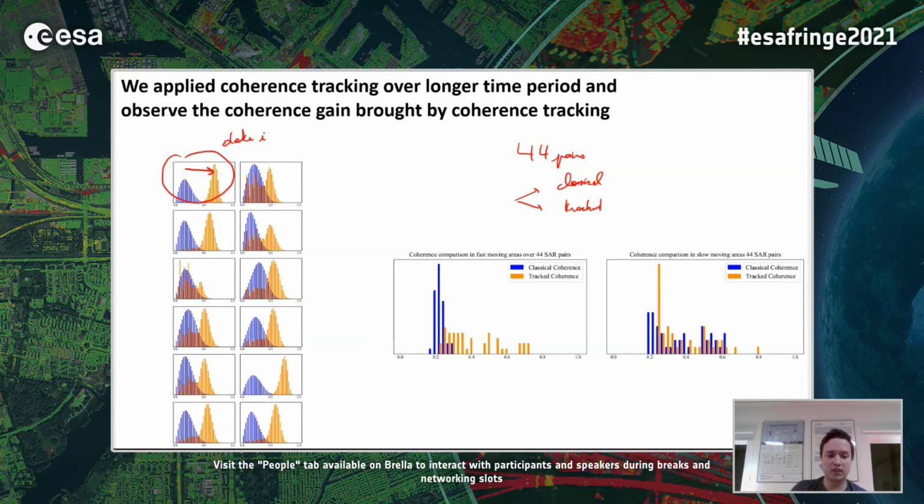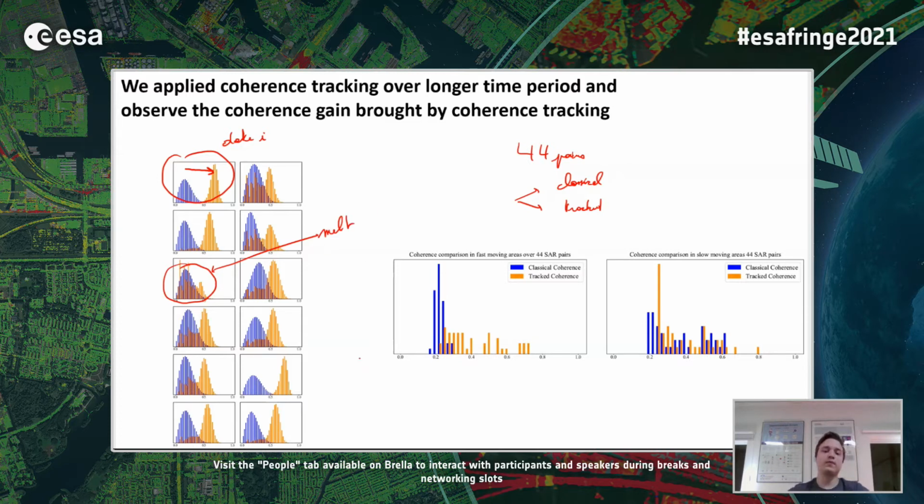This is not systematic, as you can see in this acquisition, this pair, where between the two acquisition dates, you have a strong melt event. And so coherence tracking is not able to compensate for that. It allows you to go a bit finer in decreasing the temporal decorrelation. But in this type of event, you cannot do anything with coherence tracking.